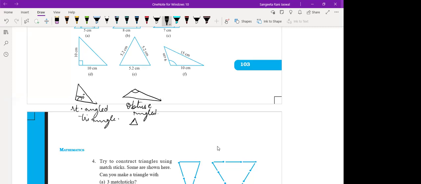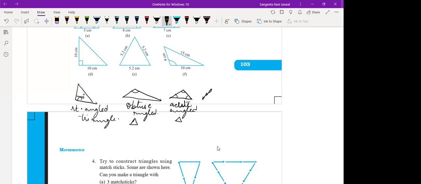Okay, obtuse angled triangle. And when in a triangle all the three angles are acute angles, what do we call that type of triangle? Adya? Ma'am, acute angle. Yes, we call them acute angled triangle. Okay. So this was acute, right angle, obtuse angle, acute angle.